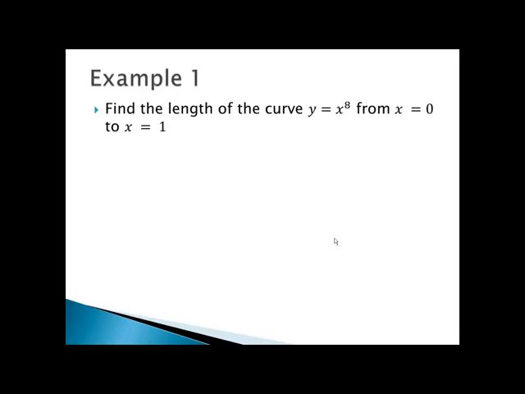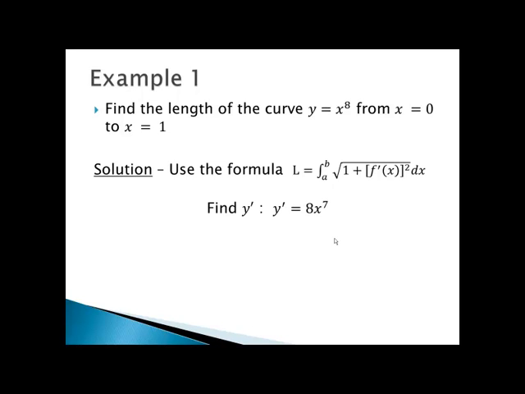In the first example, we're asked to determine the length of the curve y equals x to the 8th power from x equals 0 to x equals 1. We'll use the formula for y given as a function of x. Because the formula requires the square of the derivative, we'll first start by finding the derivative of y. Well, the derivative of x to the 8th is 8 times x to the 7th. Then we'll square that and find that y prime squared is equal to 64x to the 14th.